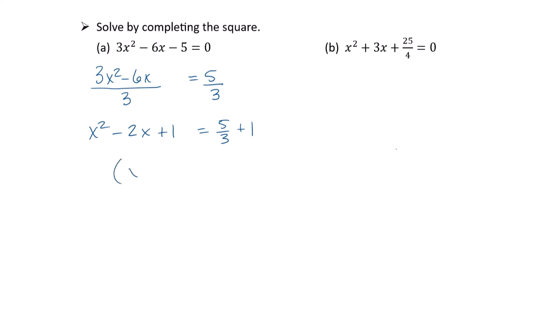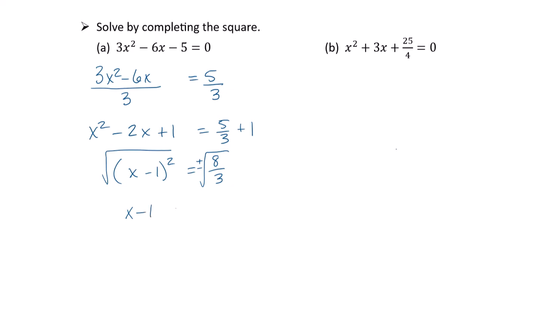And then I can write this as x minus 1 quantity squared. On the right side, I go ahead and make that an 8/3. Then I can use my square root method after that. Remember, put the plus minus when you're taking the square root so that you capture all solutions.